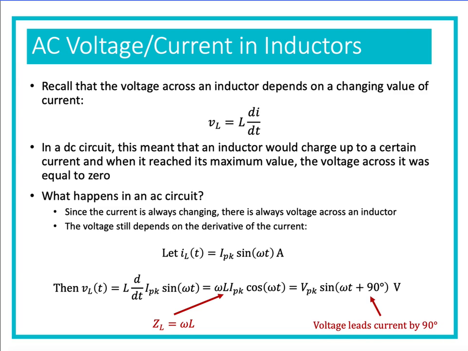Well, what this means is that the voltage is actually ahead of the current by 90 degrees. But we don't actually talk about voltage being ahead or behind current. We usually want to say what current's doing with respect to voltage. So we switch that around and we actually say that the current lags the voltage by 90 degrees.